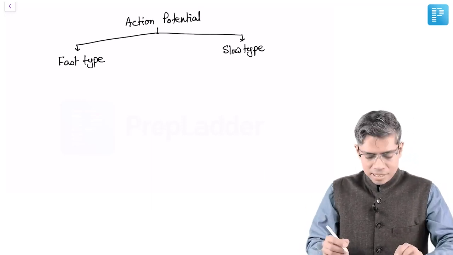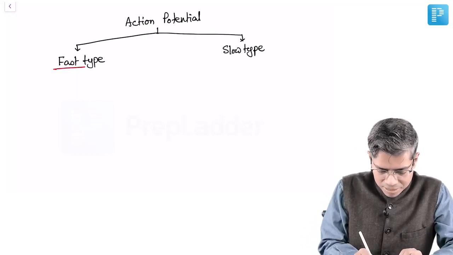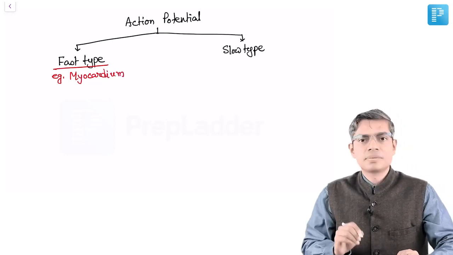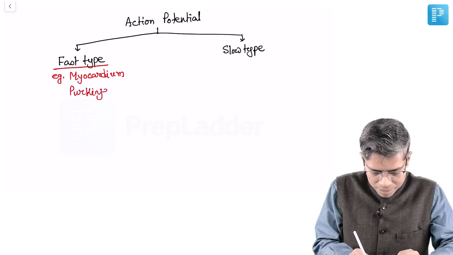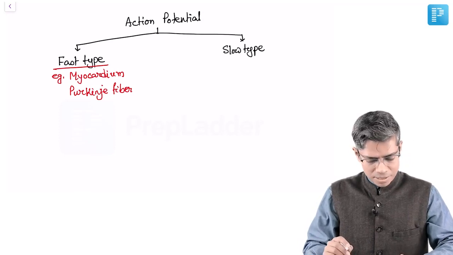Please be careful here because the question has already been asked: fast type action potential is seen in which type of tissue. Your answer will be myocardium, that means the atrium and ventricular muscles have this first kind of action potential, and the second one is the Purkinje fiber. These two tissues have the fast type action potential.